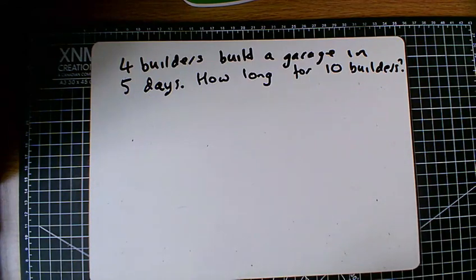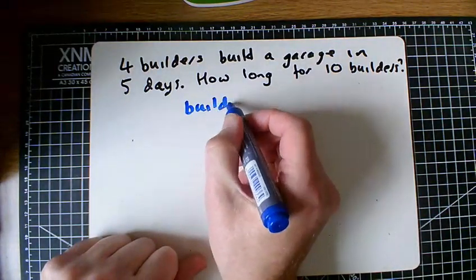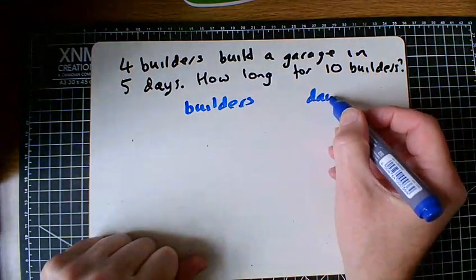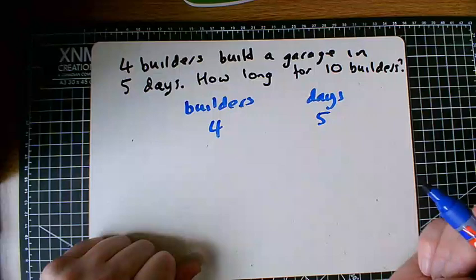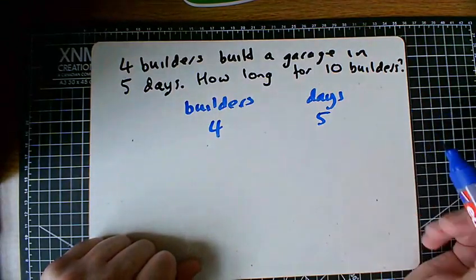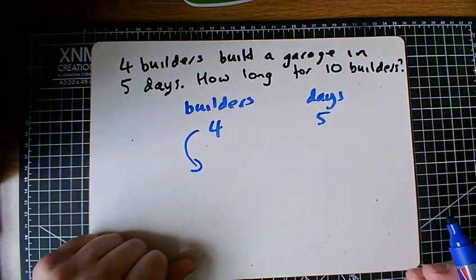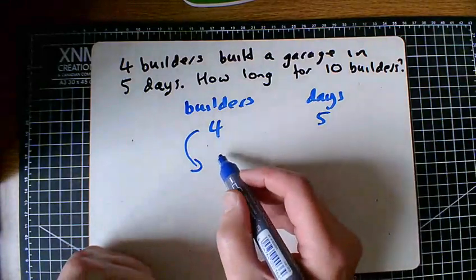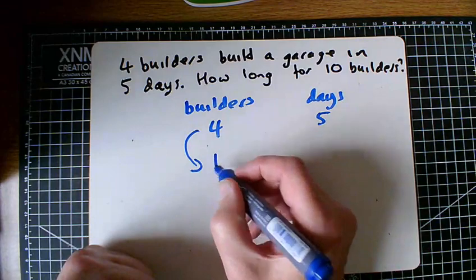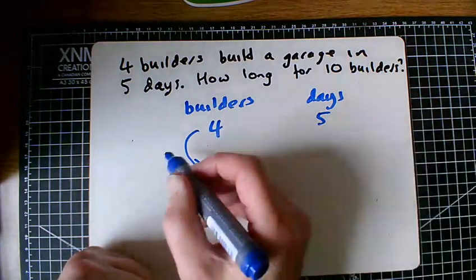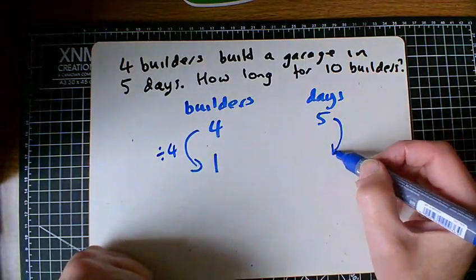So we can use the same layout as before with one change. So headings, builders and days. 4 builders take 5 days. Now I need to find out how long it would take 10 builders. So I want to find out how long it would take 1 builder. So to get from 4 to 1, I'm dividing by 4. Now, this is a tricky part.